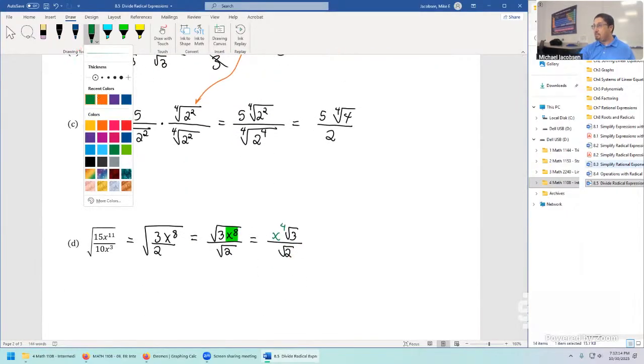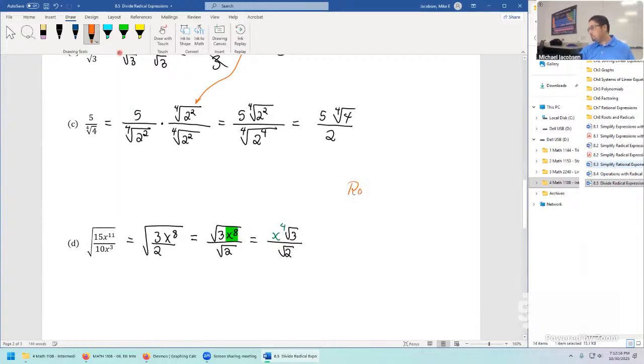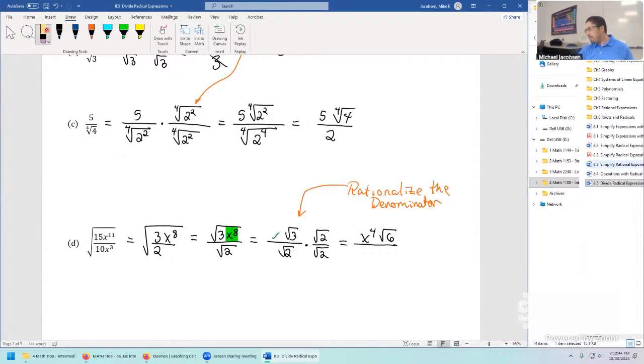So we rationalize the denominator again on this one. But because this one's a square root, it's not so bad. We just multiply by the square root of 2, divide by the square root of 2. Next, multiply across the numerator. This will be x power 4, multiplied by the square root of 6. Let me rewrite that x power 4.